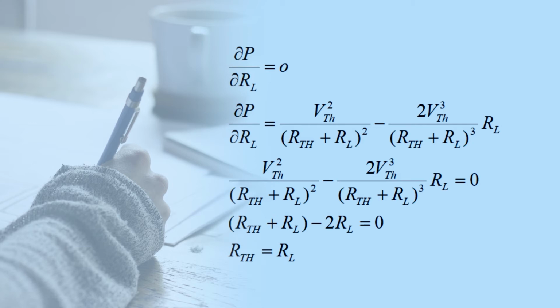Now put this expression equal to 0. So after simplifying the above equation, we get RTH plus RL minus 2RL is equal to 0. So after solving this, you will get RL is equal to RTH. So as the maximum power transfer theorem states, maximum power will be transferred from source to the load when the load resistance is equal to the internal resistance of the circuit, or you can say the Thevenin resistance of the circuit.